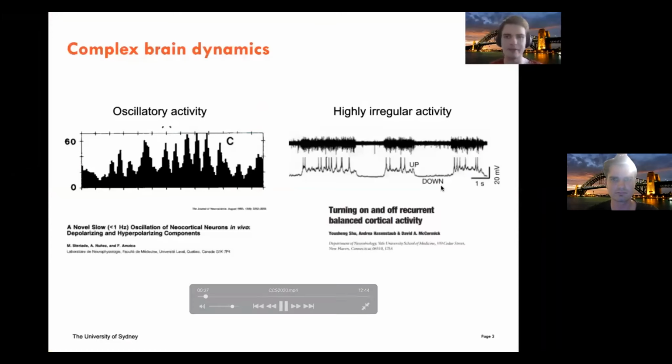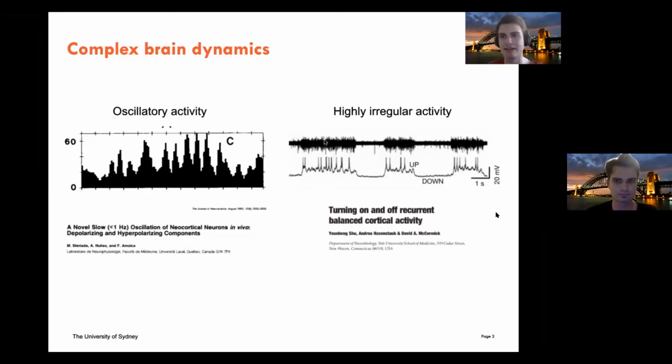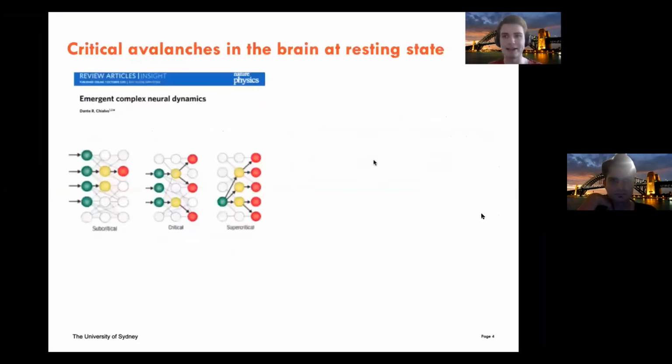The brain processes information through diverse dynamics such as wave-like activity or also irregular states where you have periods of activity followed by periods of quiet. And one particular state in the brain that is thought to be important to its information processing is a state known as criticality. And this is when the brain operates near the edge of a phase transition.